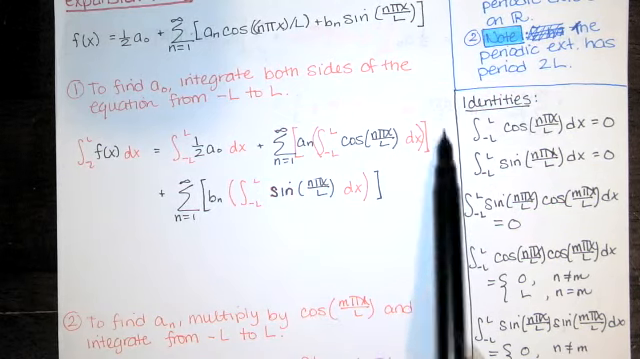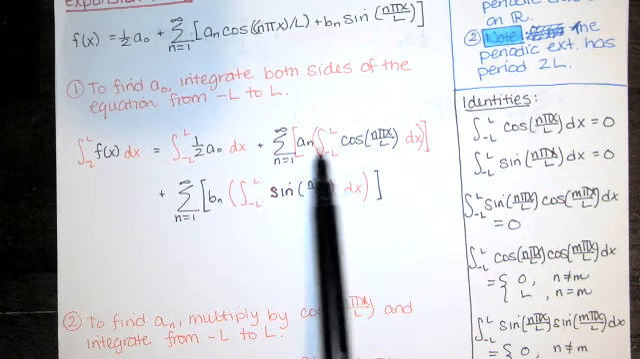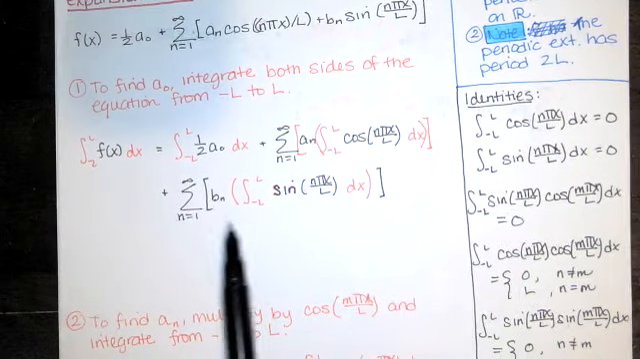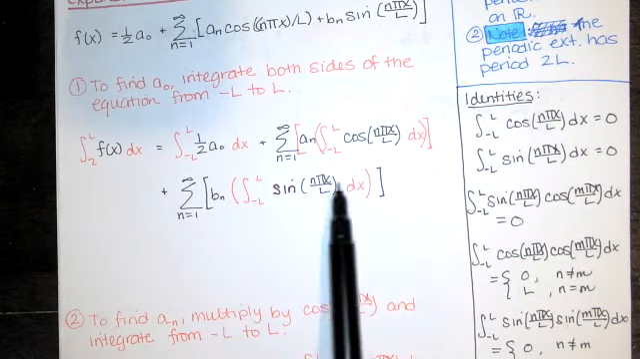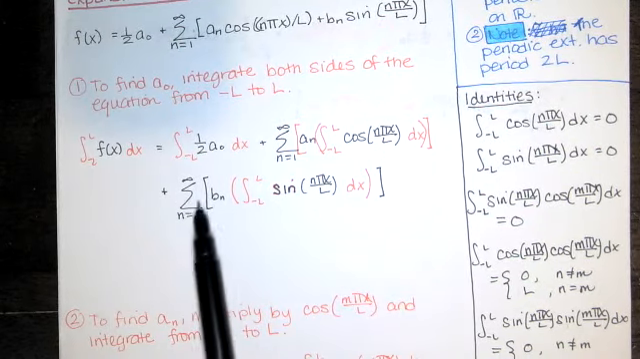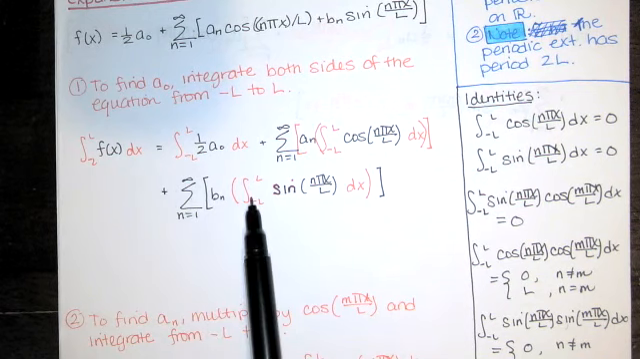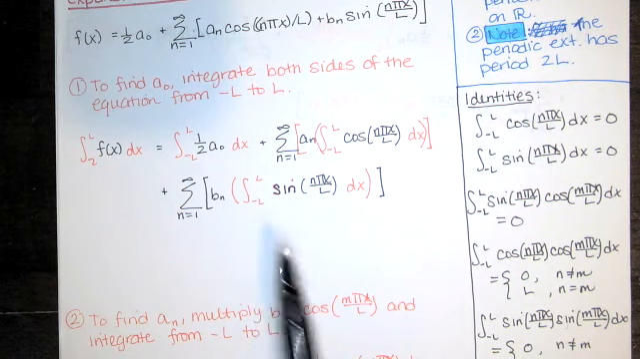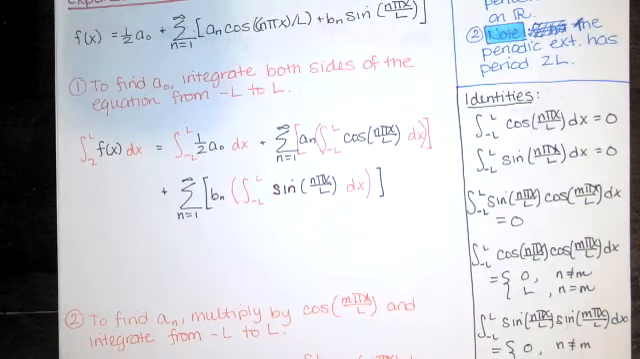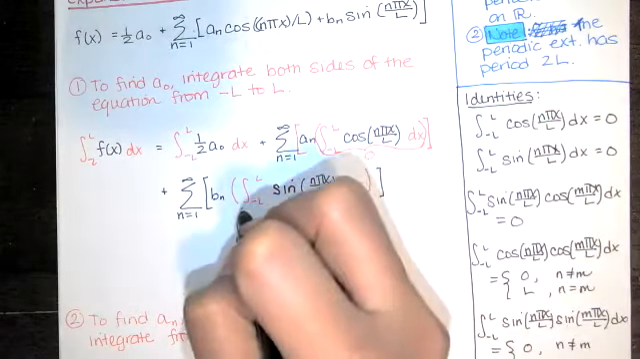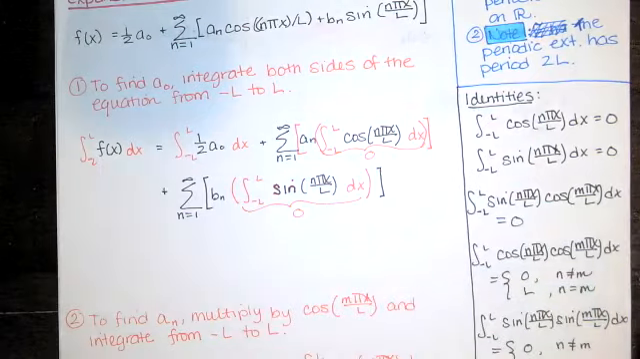And then you focus on this over here. And we just integrate from negative L to L this cosine of n pi x over L. And we do the same thing with our b sub n. That part of the series, the integral of the sum is the sum of the integrals. So you can pull that integral operator inside. And we've got the integral from negative L to L of this guy. Well, because of our identities, which we discussed earlier, this piece is 0 and this piece is 0.